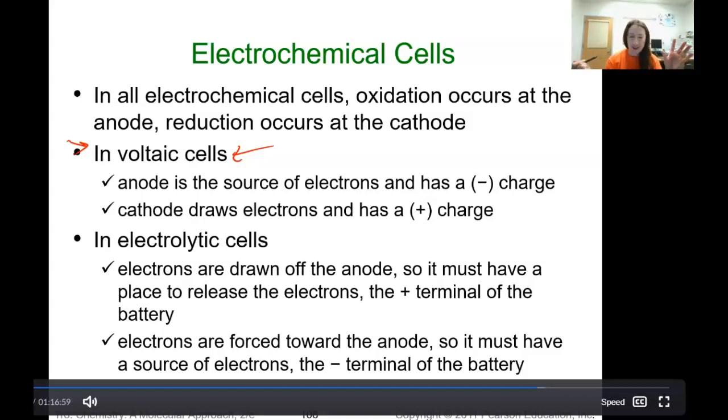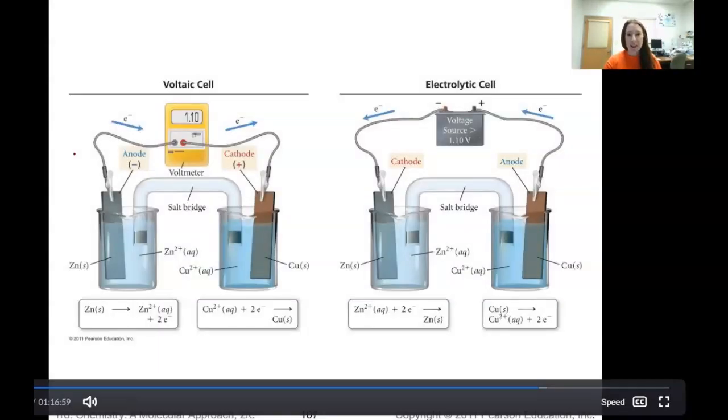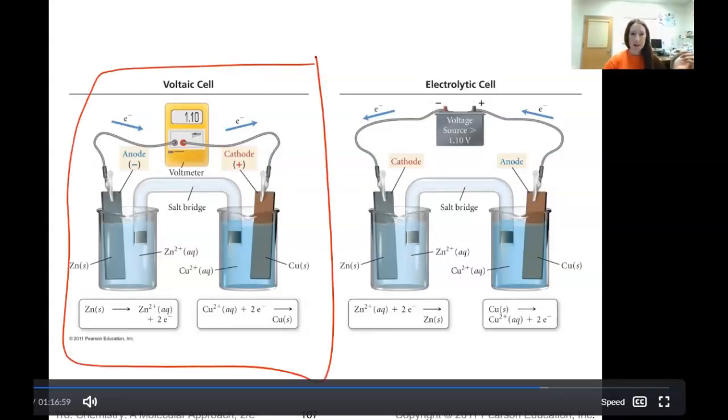And I stopped asking it because nobody could get it right. The answer is you add energy to it. If you add energy, you can make it occur. Okay, so let's look at these electrolytic cells. Okay, so here's what we have been talking about, voltaic cells.